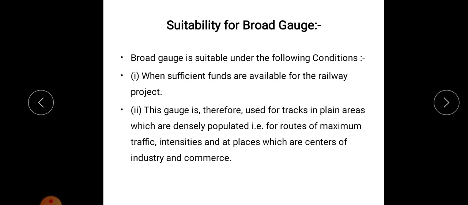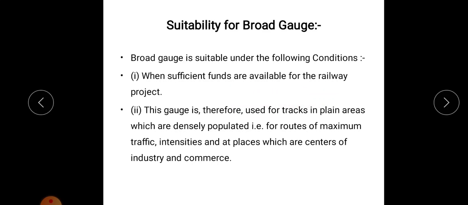Next is the suitability for broad gauge. Under what conditions are we using broad gauge? Broad gauge is suitable under the following conditions. When sufficient funds are available for a railway project, we adopt broad gauge. In the case of broad gauge, the distance will be somewhat wider. So if sufficient funds are available, we can adopt broad gauge.